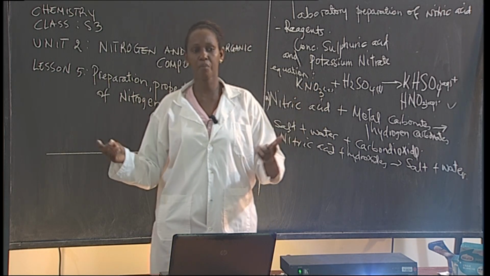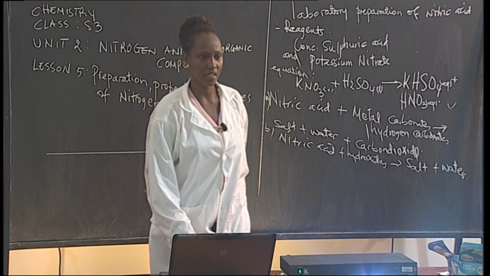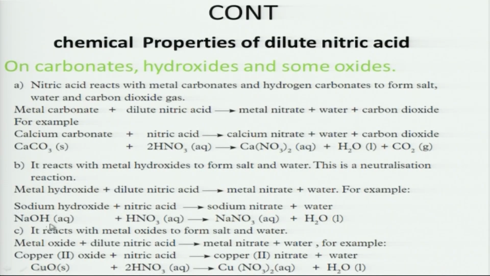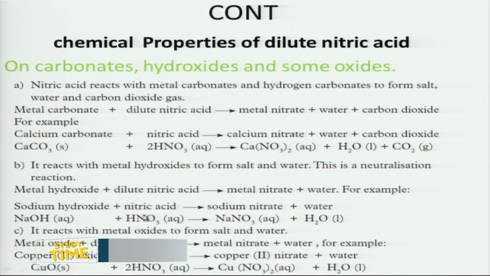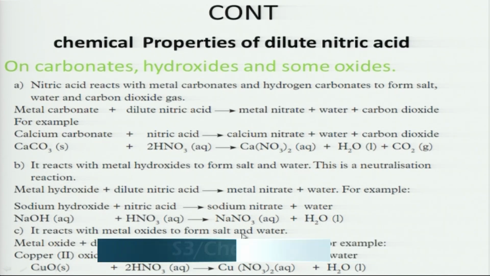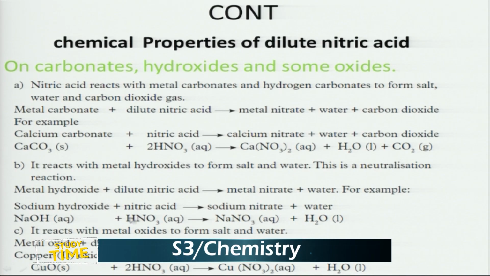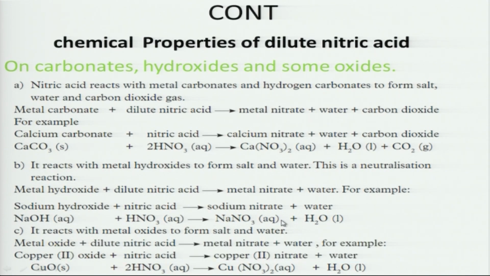An example, you can get sodium hydroxide on the slide. It can be any hydroxide: sodium hydroxide, calcium hydroxide, magnesium hydroxide, aluminum hydroxide. Plus nitric acid, you get salt, that is sodium nitrate, because we used sodium, plus water. Neutralization reaction. All right? Good.